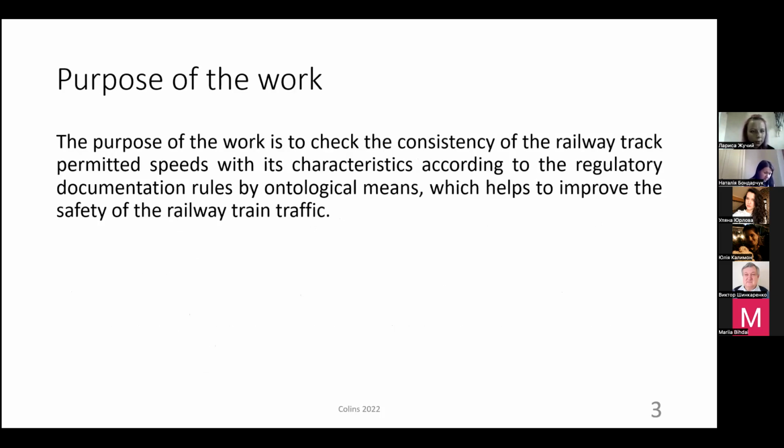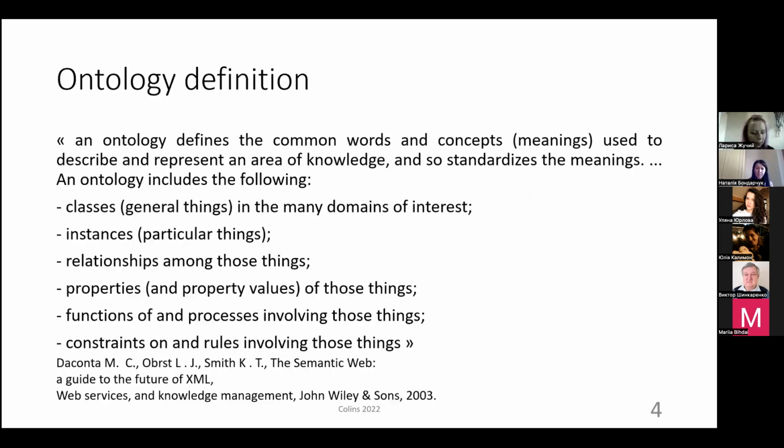The purpose of the work is to check the consistency of the railway track permitted speeds with the characteristics according to the regulatory documentation rules by ontological means, which helps to improve the safety of the railway train traffic.